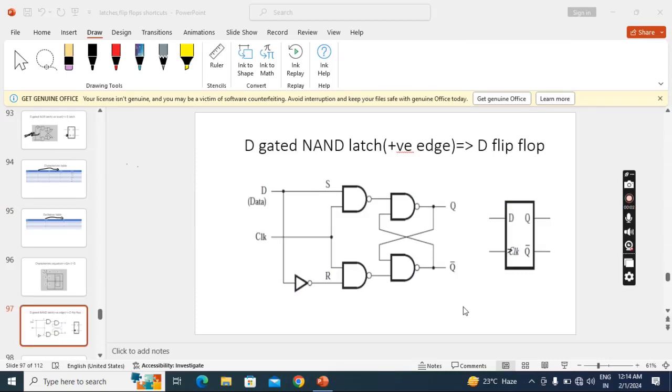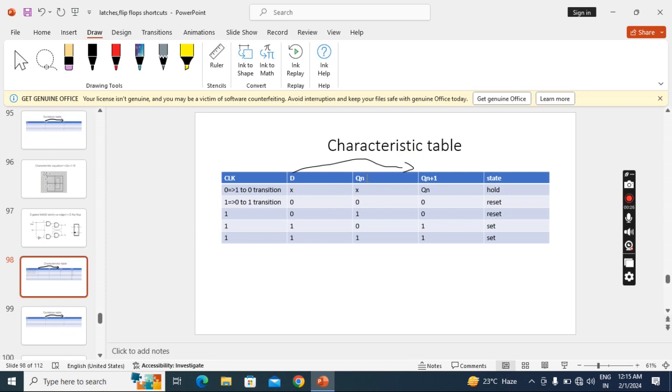In this lecture, we'll discuss the D flip-flop, with the positive edge and NAND latch part. This is the logic diagram, same as the D latch. Just in the symbol we have to keep this triangle symbol. Next, this characteristic table is also the same; a latch works with levels, but this works with edges.